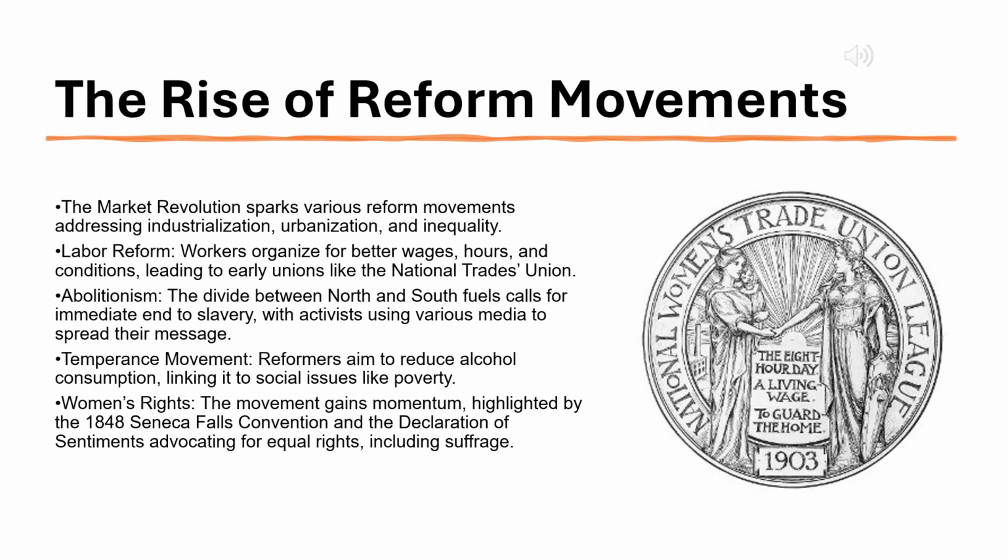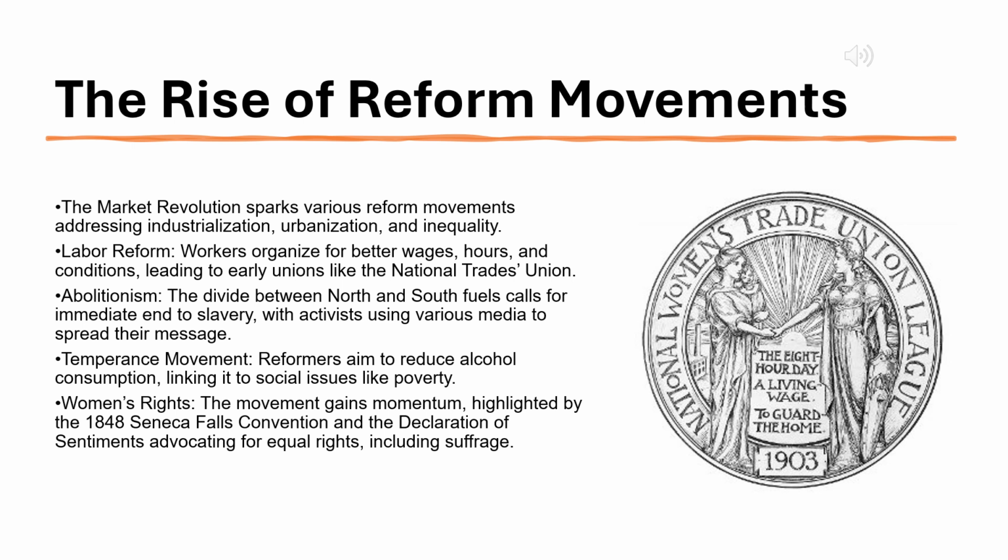The social and economic upheavals of the market revolution also gave rise to a variety of reform movements, as Americans grappled with the consequences of rapid industrialization, urbanization, and economic inequality. As wage labor became more common, workers began organizing for better wages, shorter hours, and safer working conditions. Early labor unions, such as the National Trades Union, advocated for the rights of workers and pushed for laws to protect laborers from exploitation. The growing divide between the free labor North and the slaveholding South fueled the abolitionist movement, which called for the immediate end of slavery.